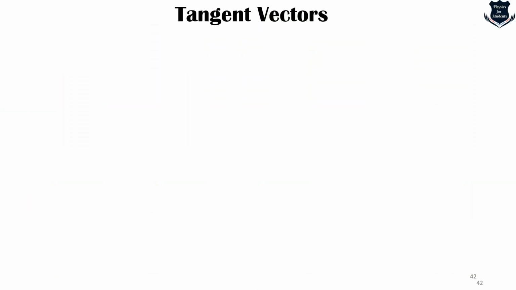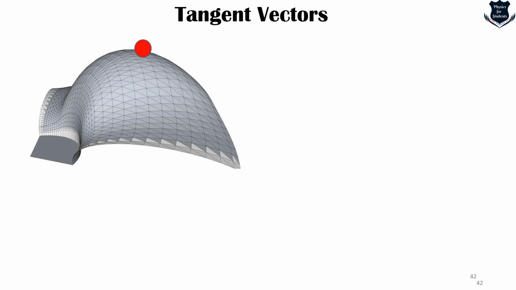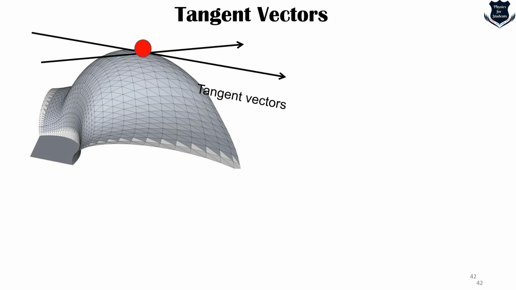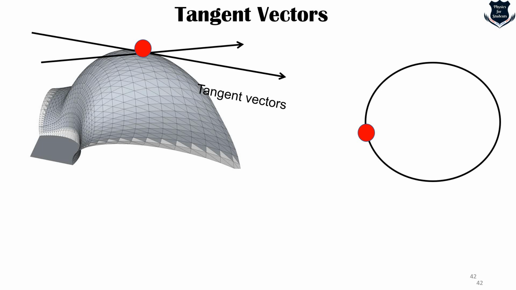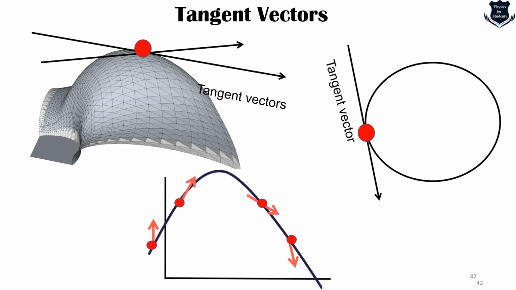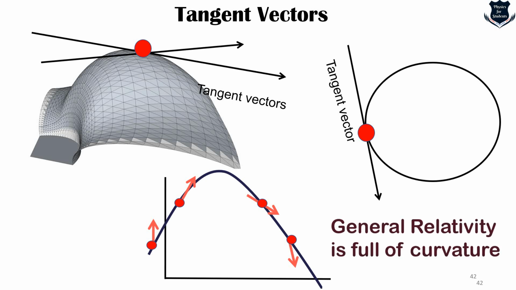Loosely, if this is a curved surface and this is the point, we draw tangent vectors. Roughly speaking, a tangent vector is an infinitesimal displacement at a specific point on a manifold. If a circle is given, we draw a tangent vector. These are the different tangent vectors. A tangent vector is a vector that is tangent to a curve or a surface at a given point. And because general relativity deals with a lot of curvatures, tangent vectors are pretty important.